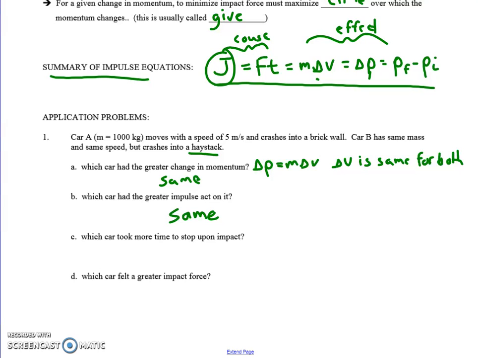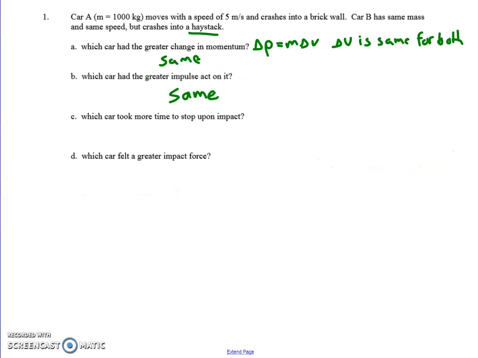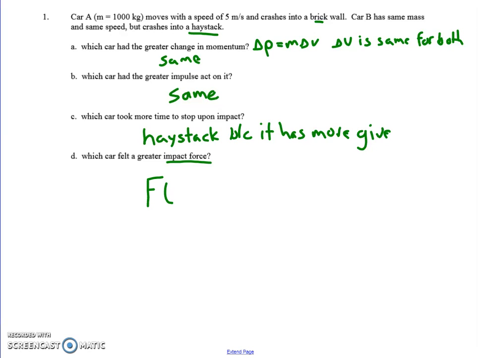Which car took more time to stop upon impact? Well, that's where the difference between a brick wall and a haystack comes in, okay? It took more time with the haystack because it has more give. So which felt the greater impact force? Well, that's where we can use the idea of F times T equals an impulse. So if the impulses are the same, so let's do car A.